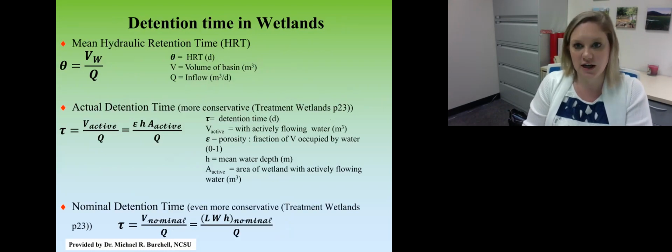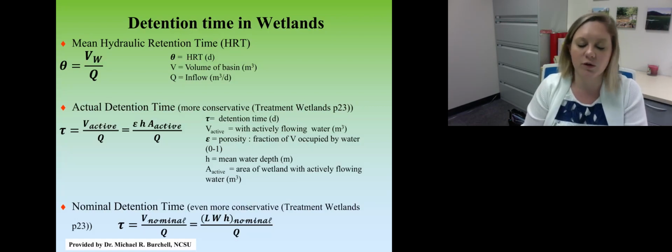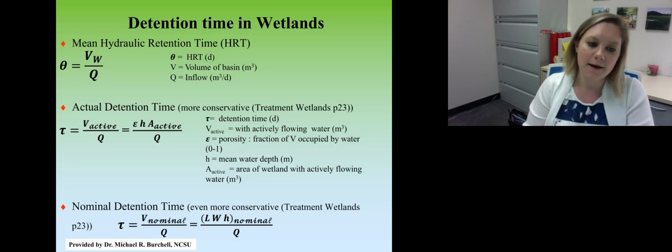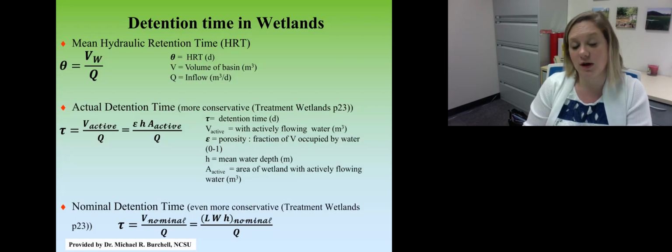There's also the detention time in wetlands, and this is a slide that literally was from earlier in the semester. You have your mean hydraulic retention time, which is your HRT. So it's your volume over your Q, as we were just talking about. Then you have your actual detention time. It's a more conservative way of measuring, and if you want to refer to the treatment wetlands book, it's on page 23. This is your active flowing water that's moving through your system, such as a river moving through to the outlet, and then it's divided by your inflow rate. So not your average, but just your overall inflow rate.